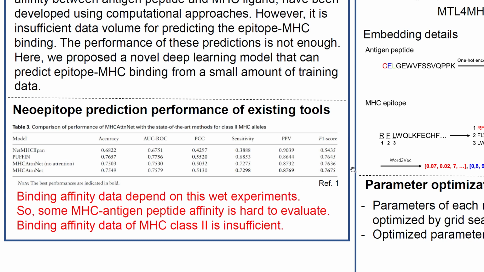One of the reasons is that the training data of neoepitope prediction depends on bioassay. There are a lot of different kinds of MHC class 2 receptors. Therefore, it is difficult to collect training data of MHC class 2.